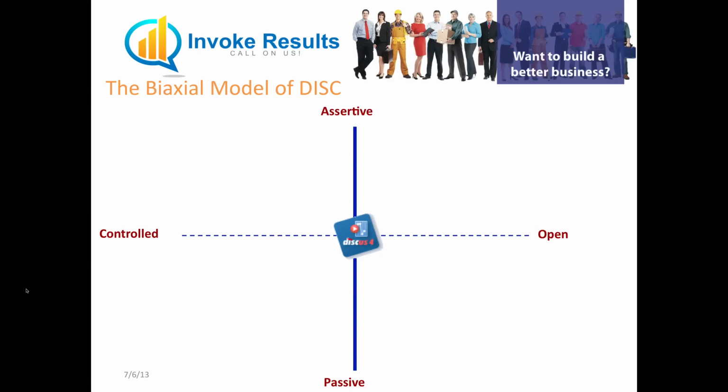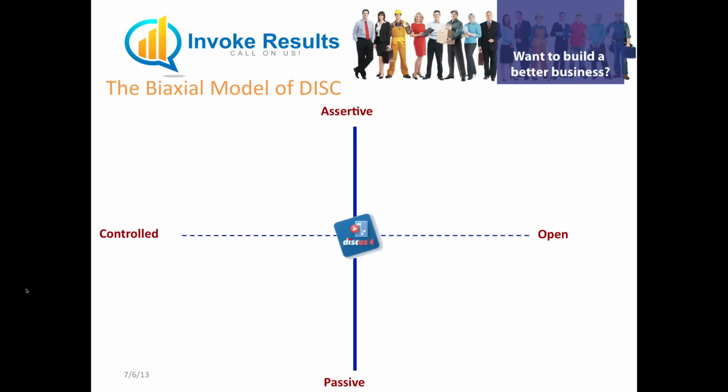And then on our second model, in the biaxial model of DISC, on one side, we have people who are controlled. Now, the controlled people, in terms of communication, they tend to think about what they're going to say before they say it. Whereas on the open side, they're a lot more communicative. And I guess we don't have introvert and extrovert in DISC, but this scale would be the closest to it, because the open communicator is a lot like an extrovert who tends to use the actual communicating as a way of thinking through what they want, what their thoughts are, whereas the controlled person will have thought it through before they speak.